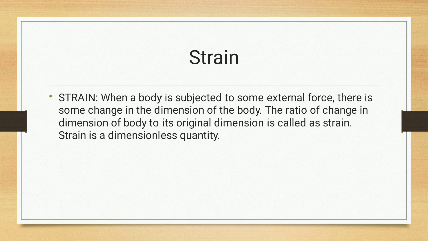So, when you apply some external force on a body, there will be a change in the dimension of the body. The ratio of change in the dimension to its original dimension, meaning the dimension prior to the application of that external force, is called the original dimension. So strain is a dimensionless quantity.